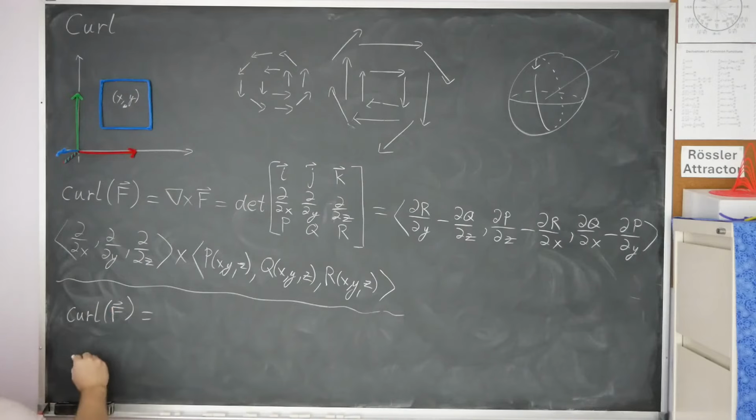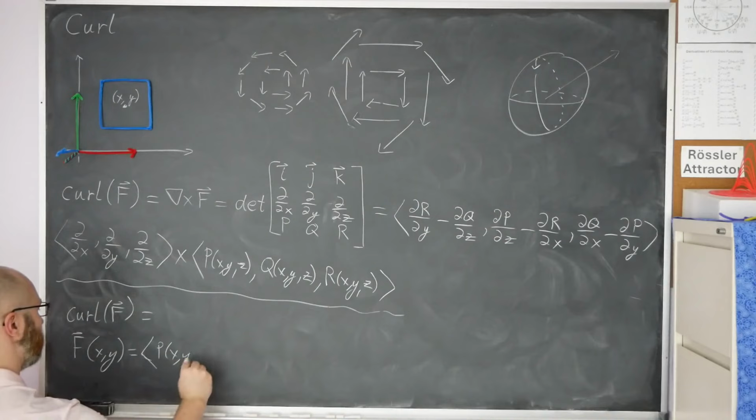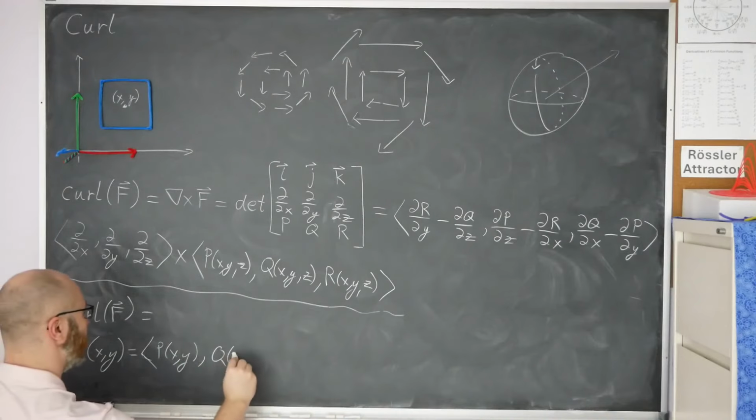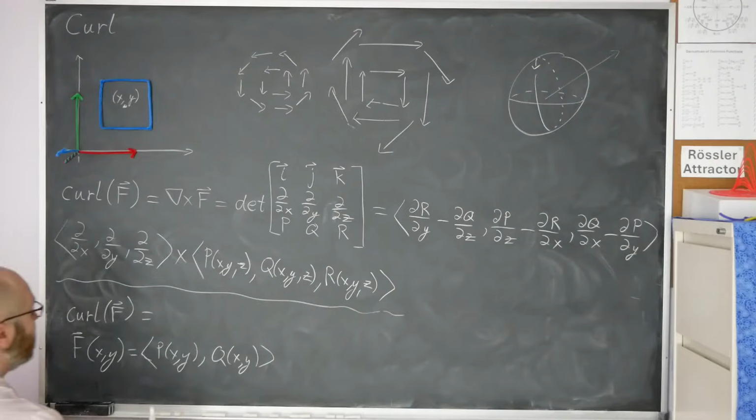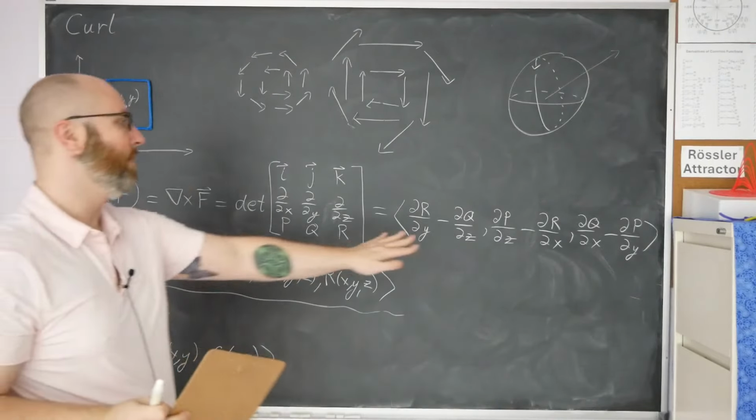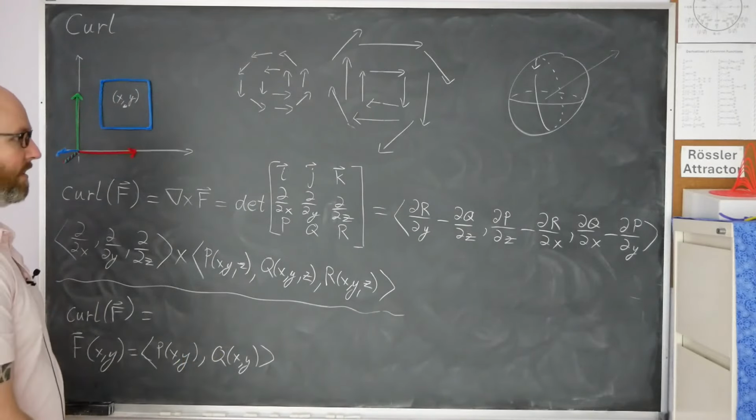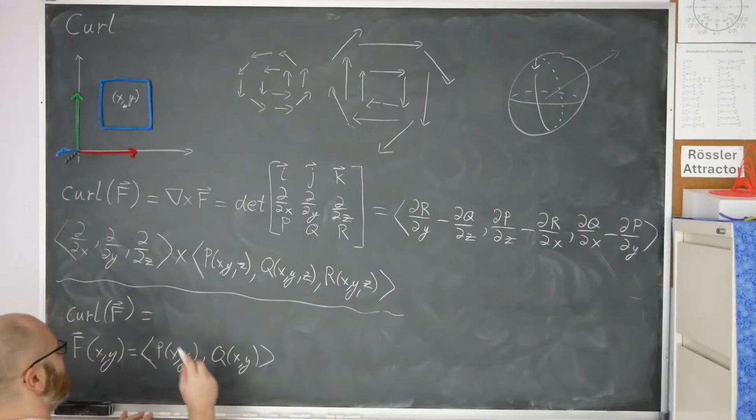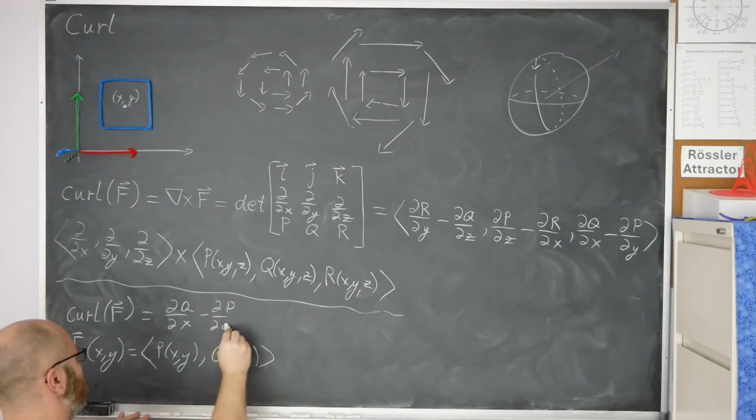where f of x comma y is equal to p of x comma y, comma q of x comma y. Sometimes it's just written as the z component of this 3D one, because you can only rotate around the z-axis if your arrows are confined onto the xy plane. So sometimes it's just written as partial q, partial x minus partial p, partial y.